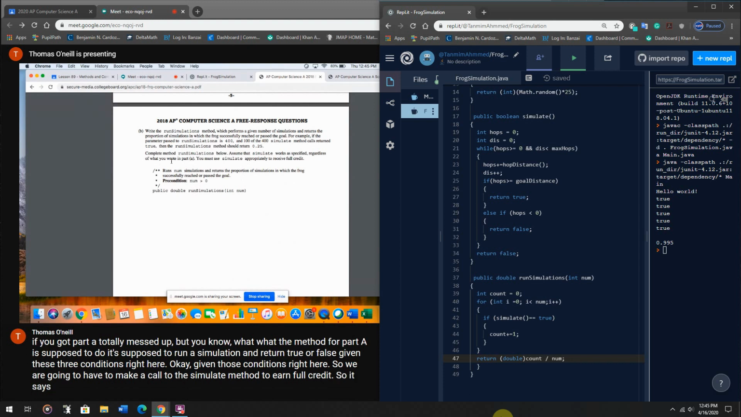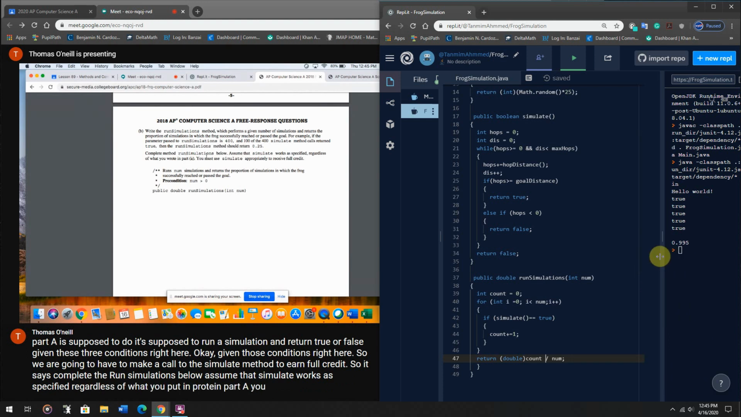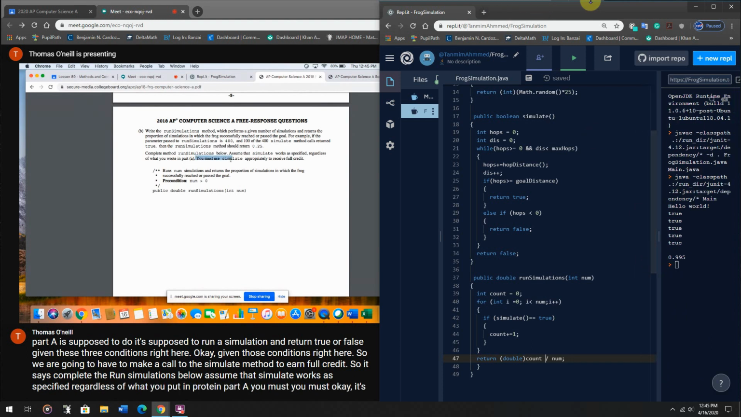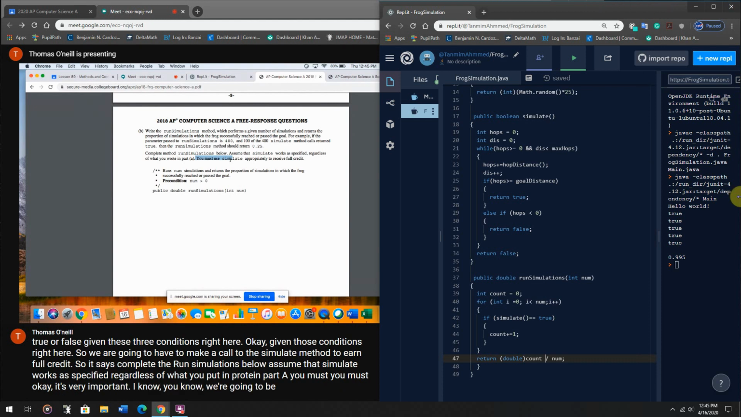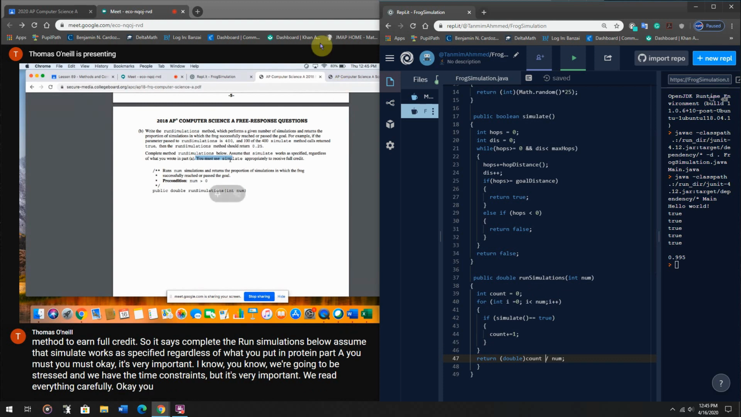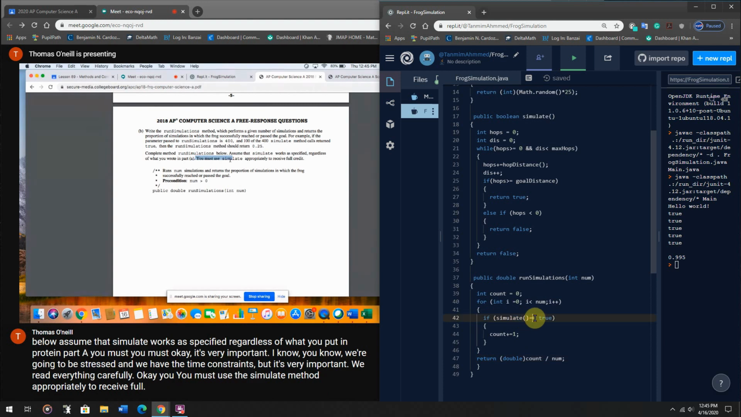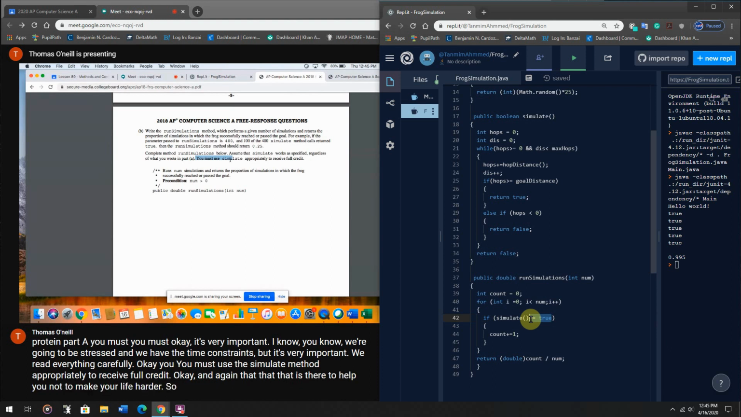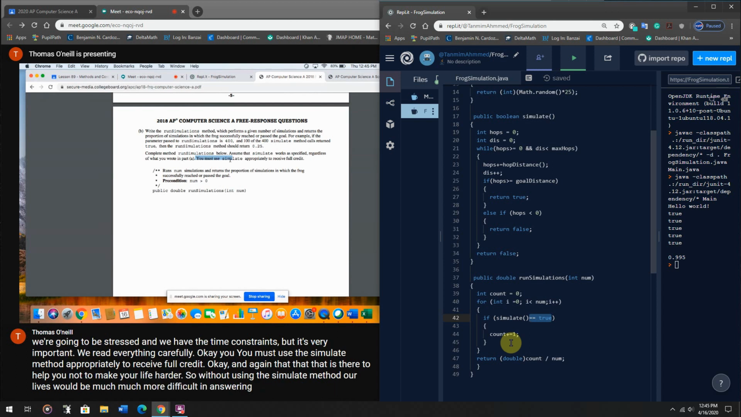So it says complete the run simulations below. Assume that simulate works as specified regardless of what you wrote in part A. You must, okay? It's very important. I know we're going to be stressed and we have the time constraints, but it's very important we read everything carefully, okay? You must use the simulate method appropriately to receive full credit, okay? And again, that is there to help you, not to make your life harder. Without using the simulate method, our lives would be much, much more difficult in answering part B, okay?